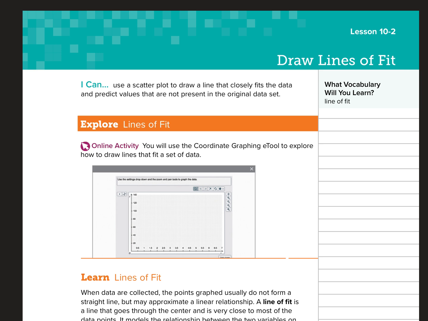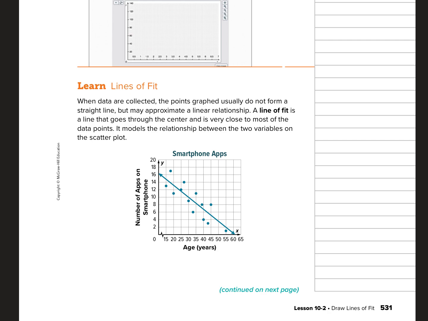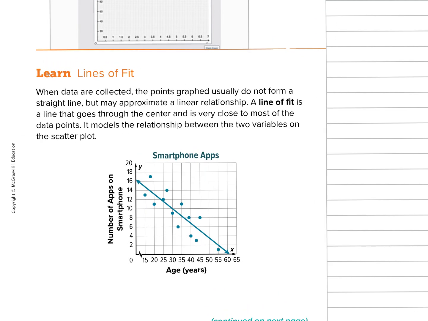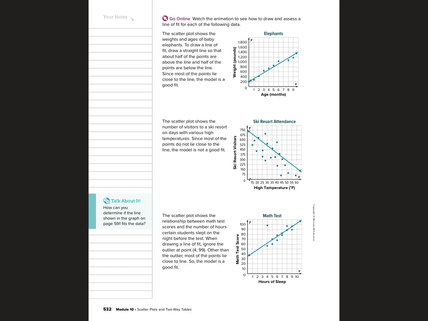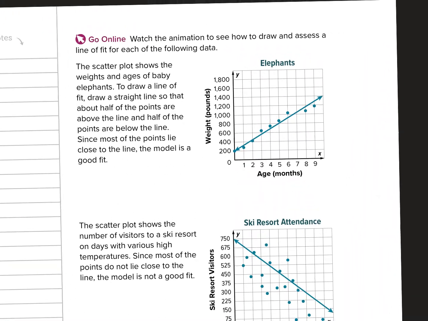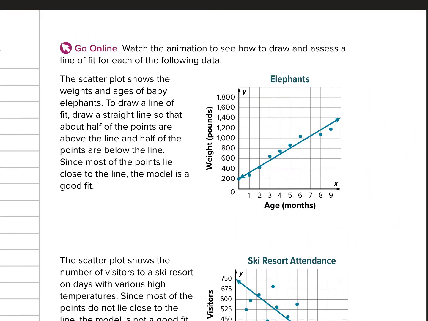So let's first talk about what an actual line of fit is. If you look at the bottom of the page here, a line of fit is a line that goes through the center and is as close as you can get to most of the data points. You'll notice it doesn't always even run through the data points. It just closely models it. So you pretty much have roughly the same number of points above the line as you do below the line. So it models the relationship of these two variables here. So on the next page, let's look at some of these lines of fit.